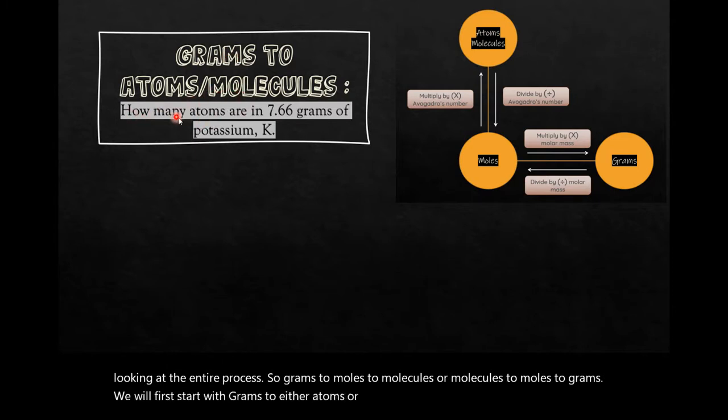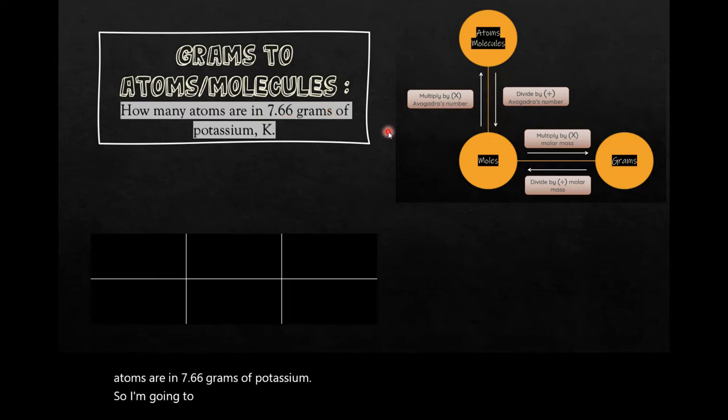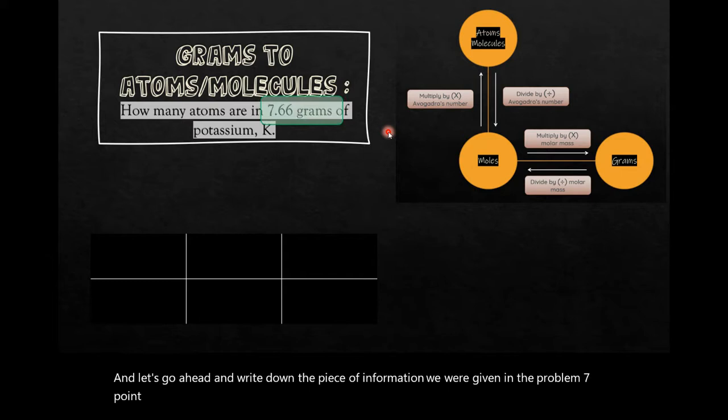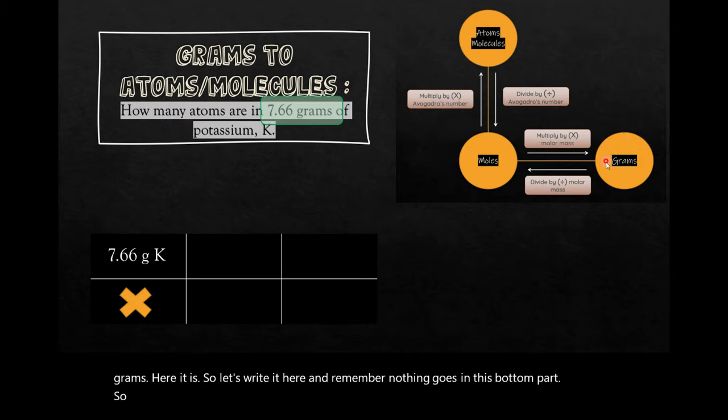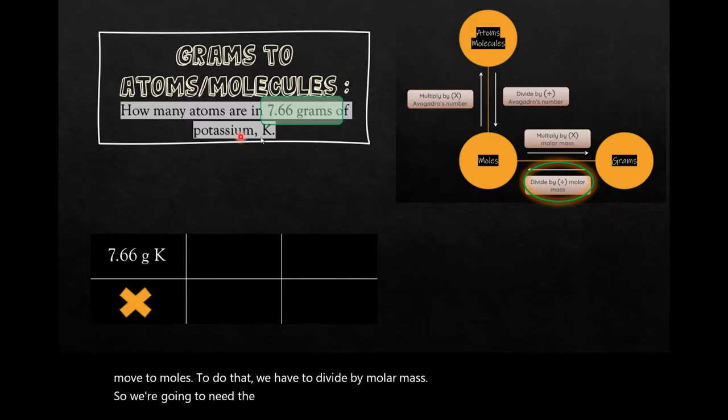And in this case, it says how many atoms are in 7.66 grams of potassium. So I'm going to draw a table. Here it is. And let's go ahead and write down the piece of information we were given in the problem. 7.66 grams. Here it is. So let's write it here. And remember, nothing goes in this bottom part. So since we started with grams, we're starting here in this section, which means we need to move to moles. To do that, we have to divide by molar mass. So we're going to need the mass of potassium, K.